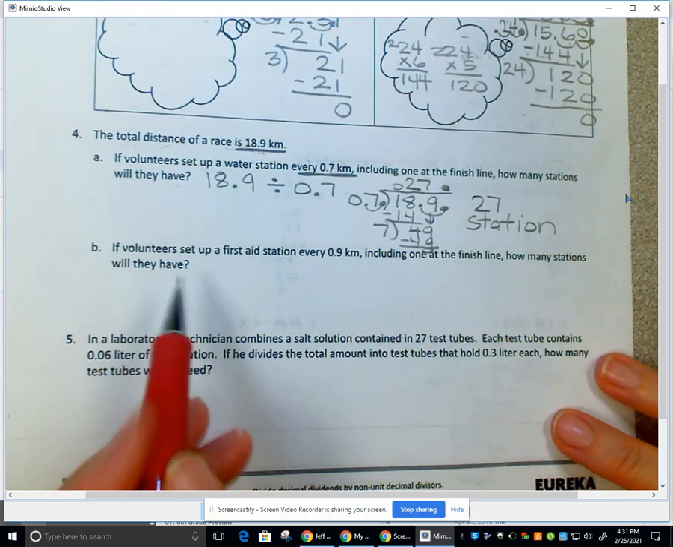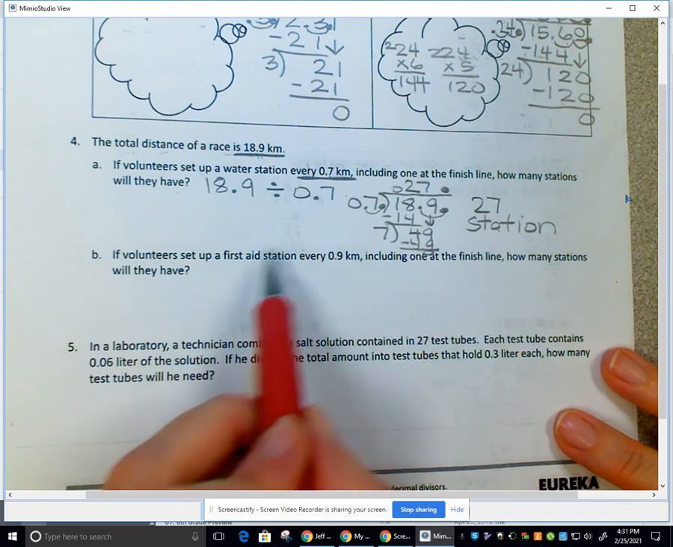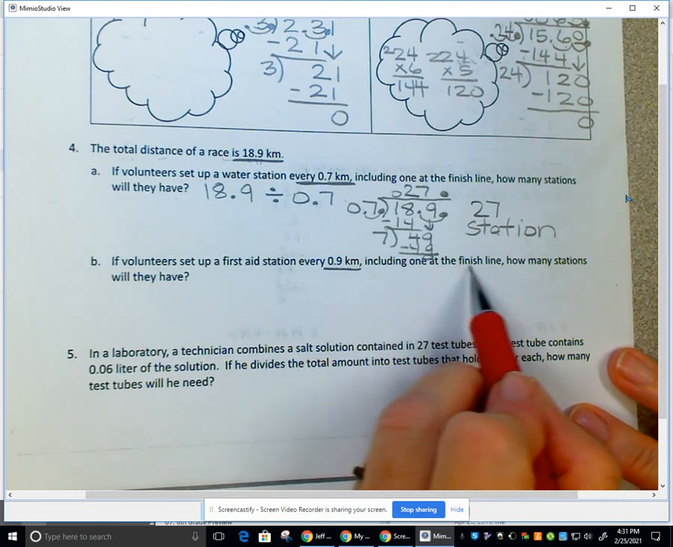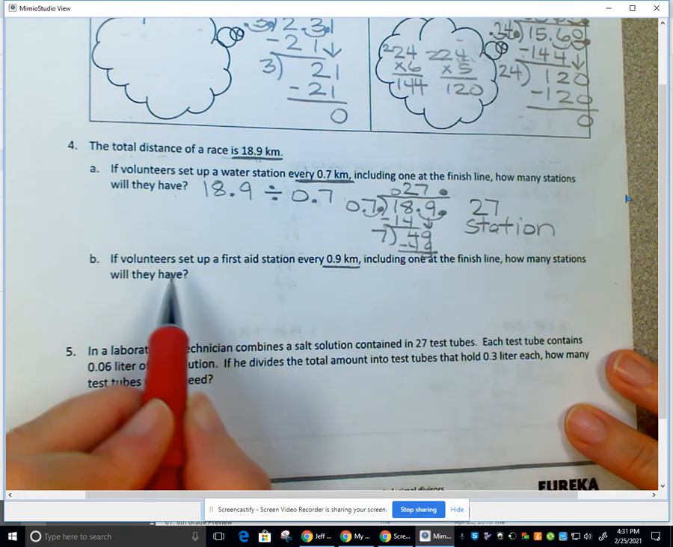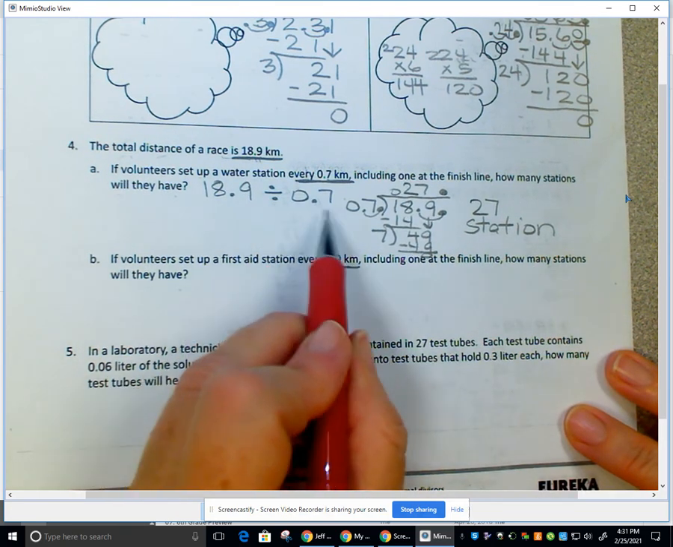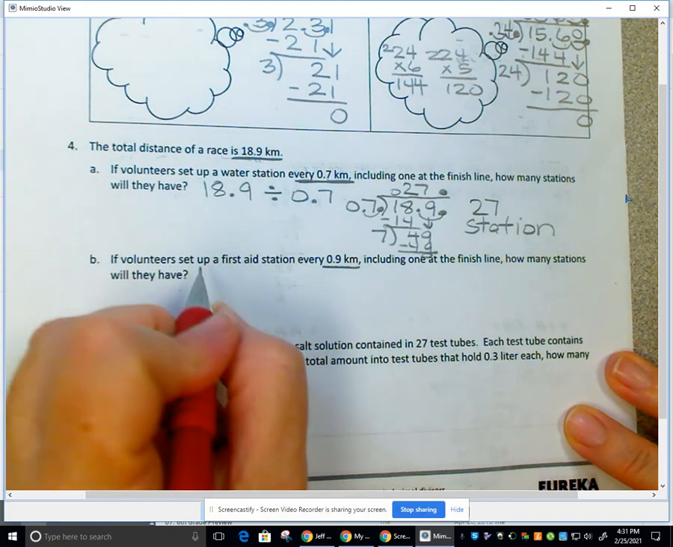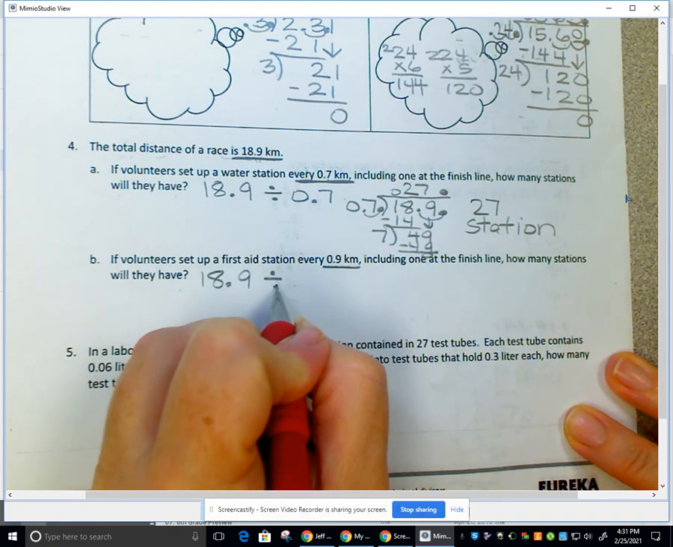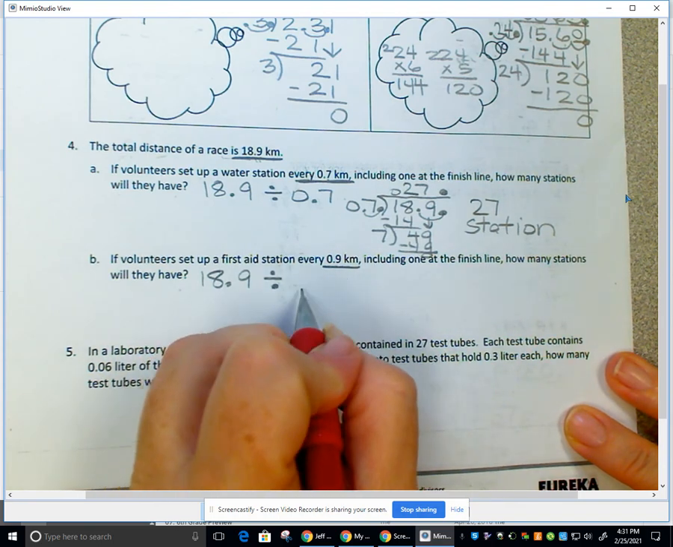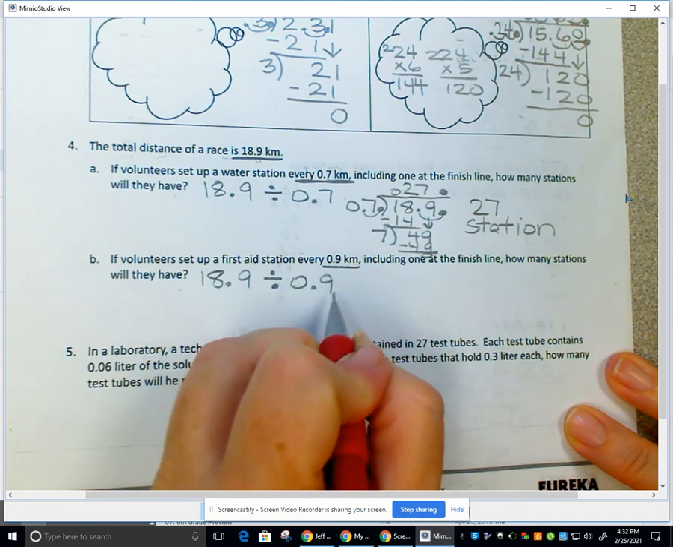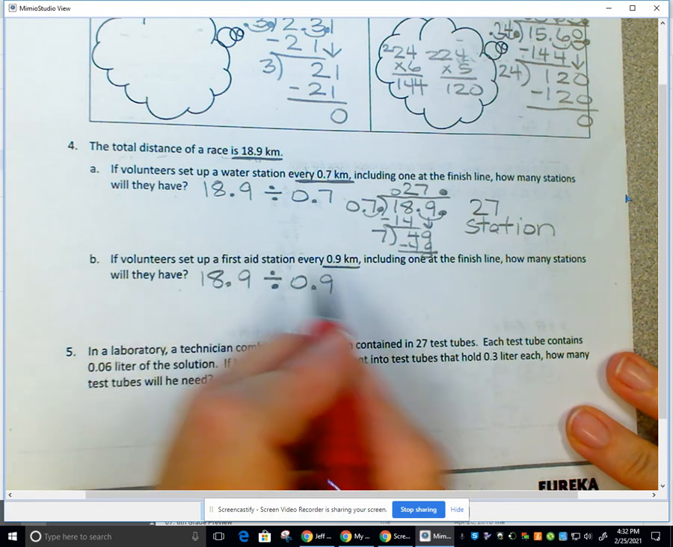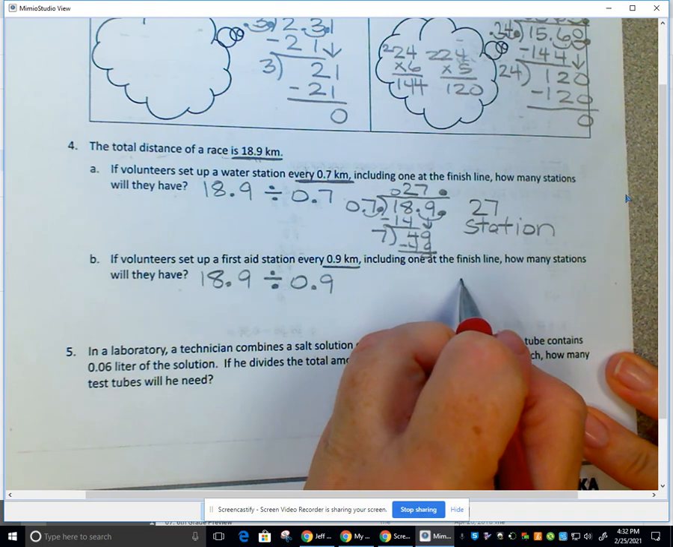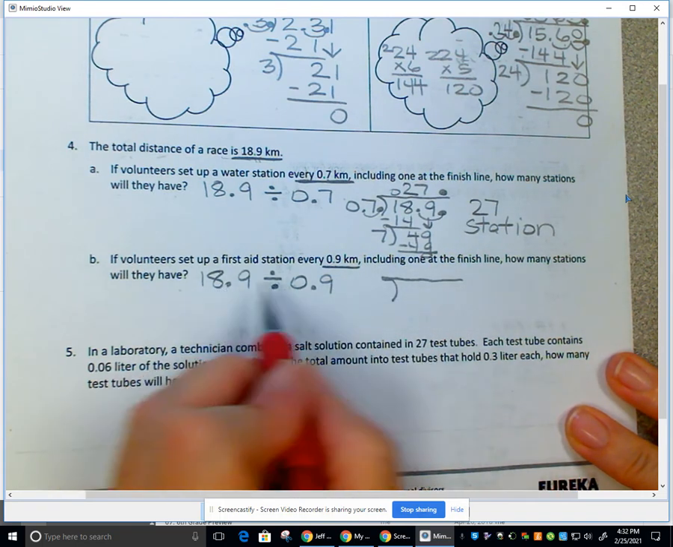B says, if volunteers set up a first aid station every 9/10 kilometers, including one at the finish line, how many stations will they have? You do it the same way. You're taking 18 9/10 kilometers and you're dividing it now by 9/10. I want to know how many 9/10 I'll get out of here. That tells me how many first aid stations we'll have. So you would set that up and solve. First number goes in.